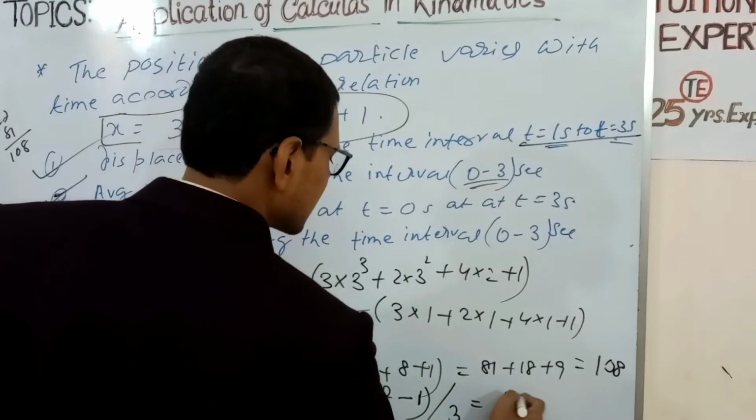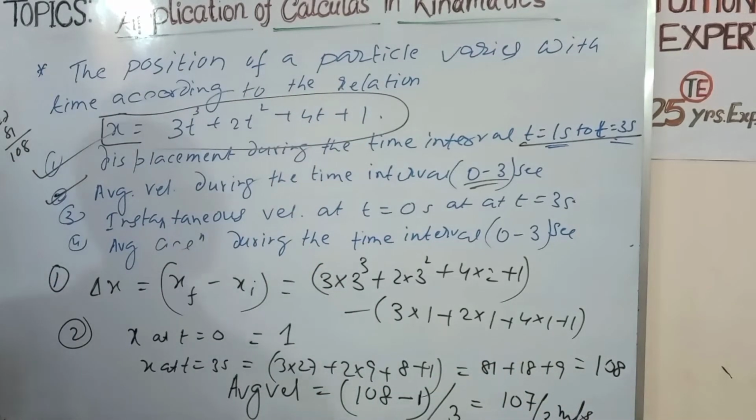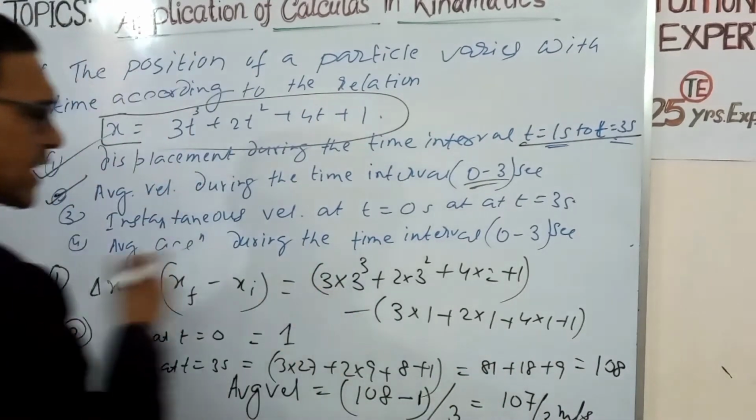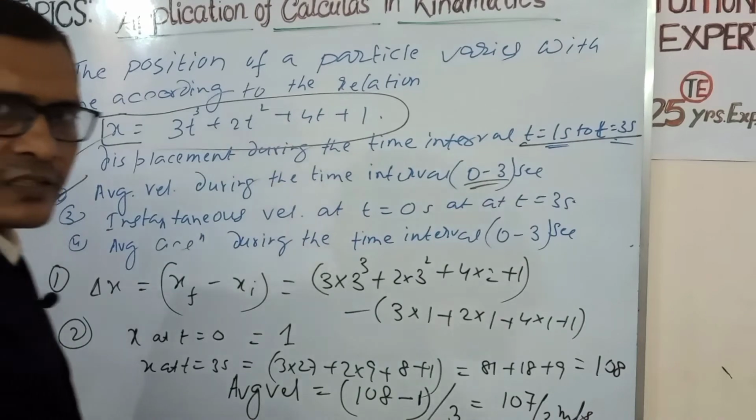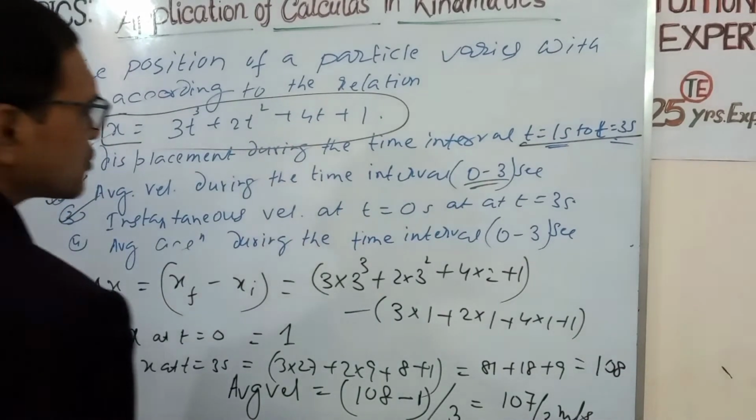So this is the answer. Average velocity means displacement by time gap, displacement by time span. So this is the answer. Now next, instantaneous velocity at t equal to 0.